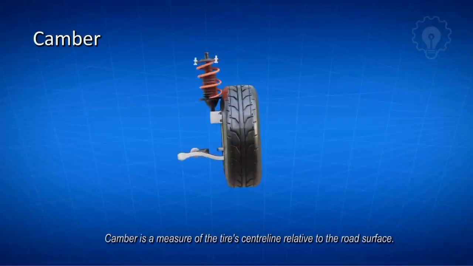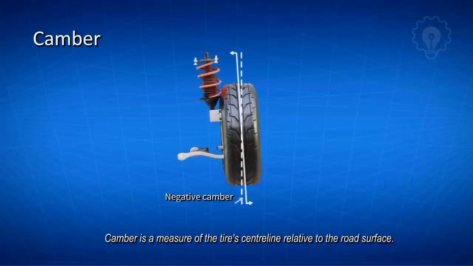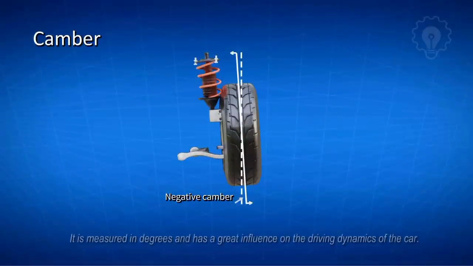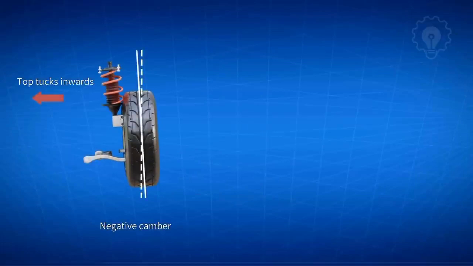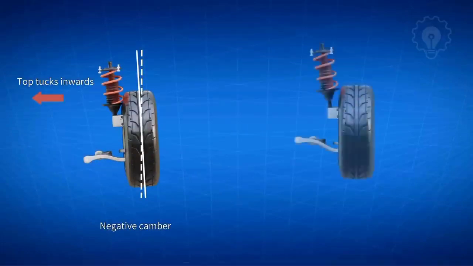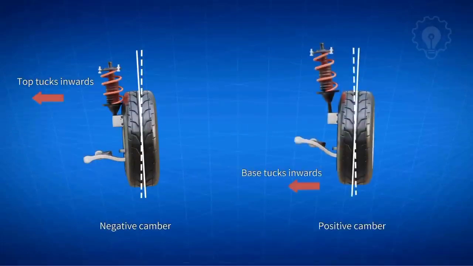What is camber? Camber is a measure of the tire's centerline relative to the road surface. It is measured in degrees, and has a great influence on the driving dynamics of the car. Negative camber, the top of the tire tucks inwards. Positive camber, the base of the tire tucks inwards.